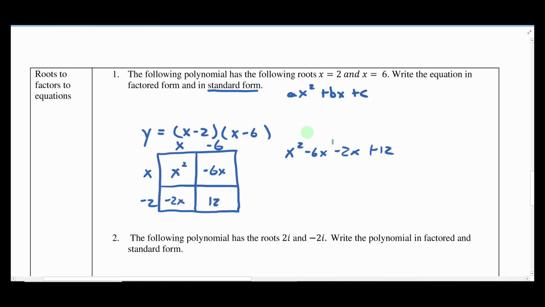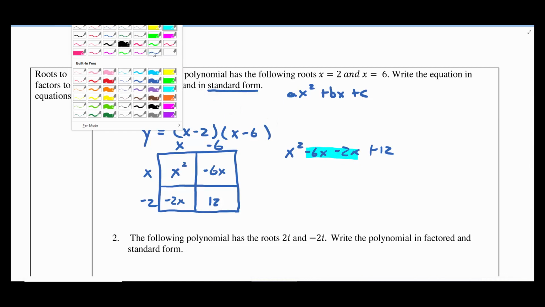And when we multiply out polynomials like this, like terms are usually right here in the middle. So we're looking for something that has the same variable raised to the same power. So that would be these two guys here. They both have an x. Both of those x's are raised to the first power.